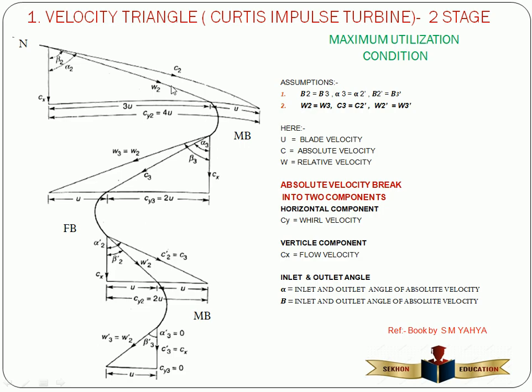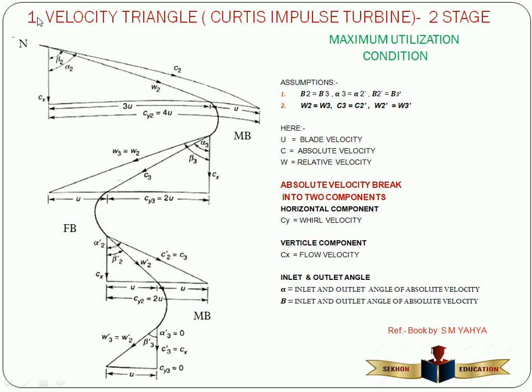Then again, W is the relative velocity. Relative velocity W2 equals the relative velocity W3. Then again C is the absolute velocity, which is mentioned here. So these are the two conditions. Now this part, how this works.